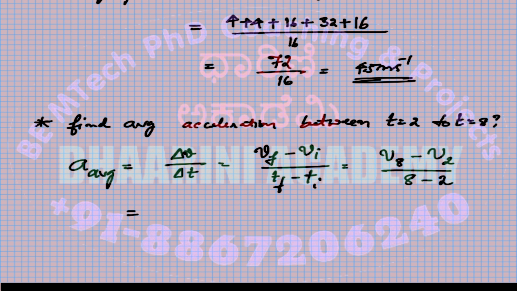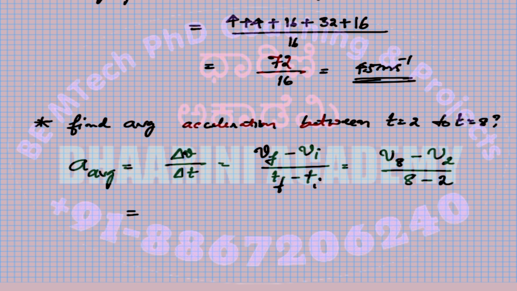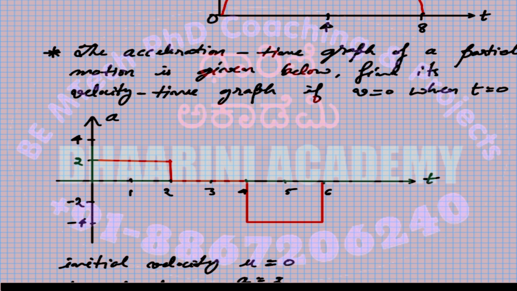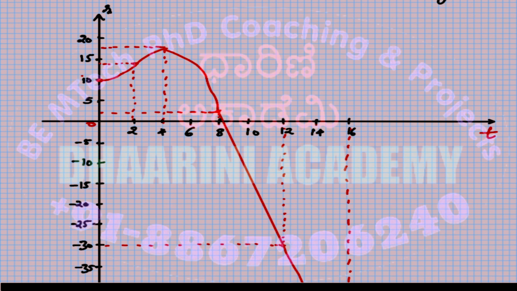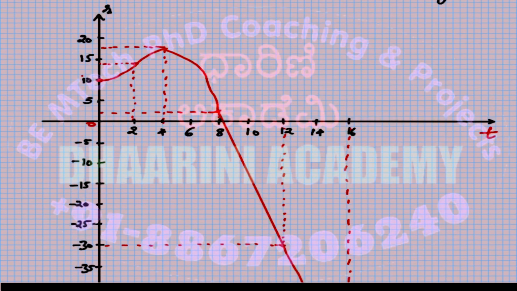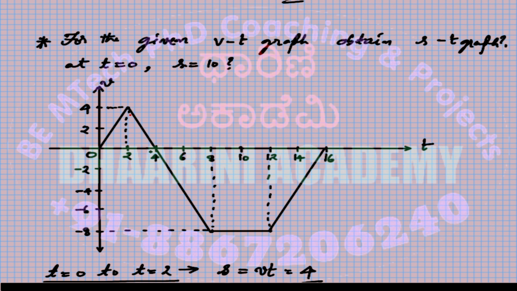So just look at the graph and find out what is the velocity at t equal to 2 seconds. That is the given data, right? That is 4. How to find out? You can see that over here. Yes, this is the question. See here, this one. At 2, it is 4. And at 8, it is minus 8.